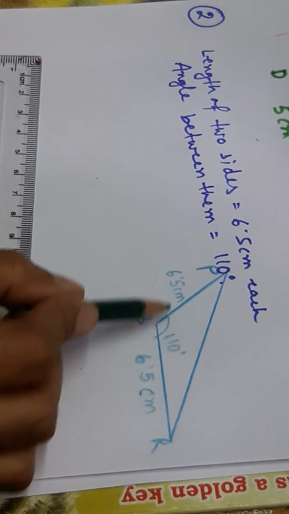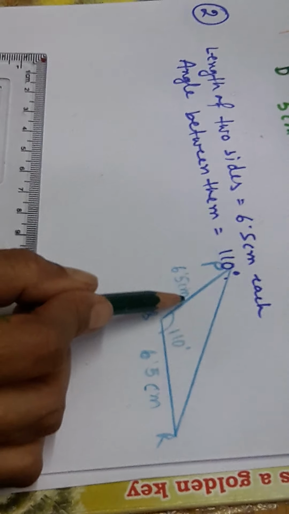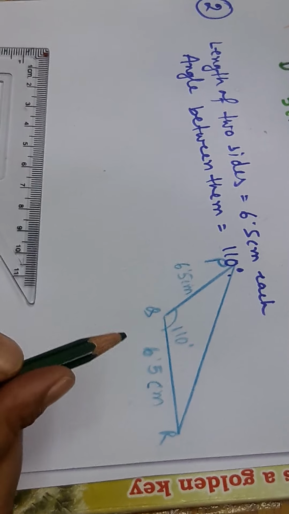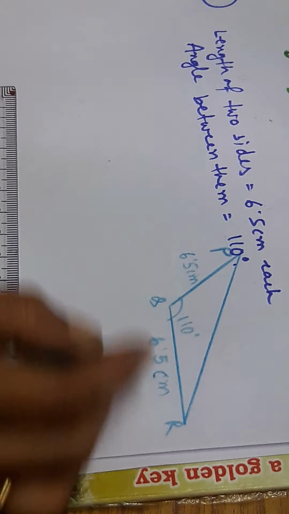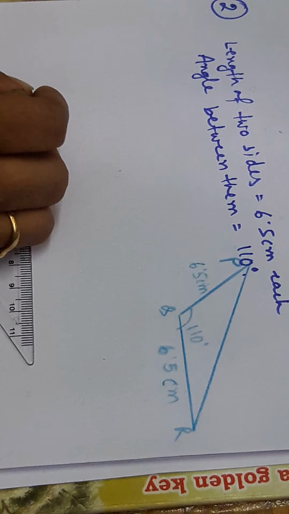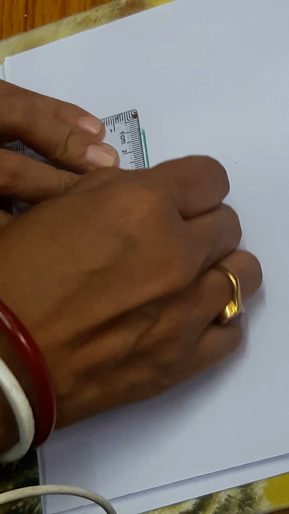It's not the exact one. Here the two sides I have taken, these two are equal, okay, and the angle between them is equal to 110 degree. I hope you are clear. Okay, let's come to the exact construction part. First I will take the base, that is QR, and its measure I will take 6.5 centimeter. So let's take the line segment which is 6.5 centimeter.